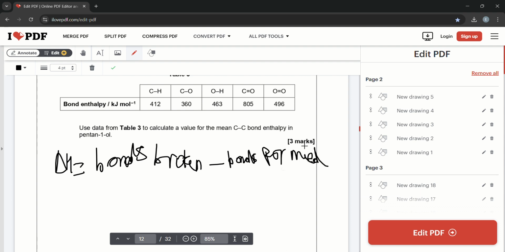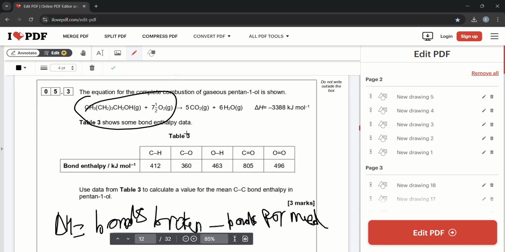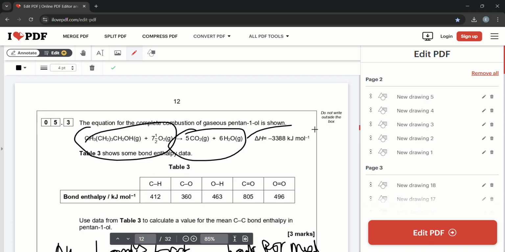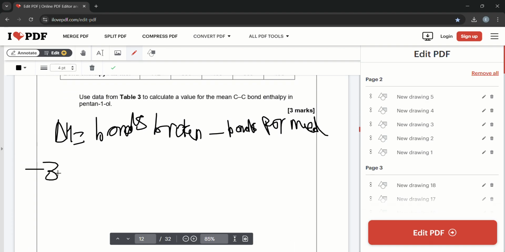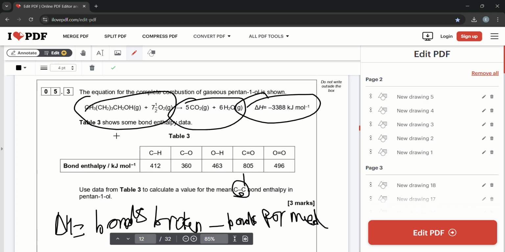So that's the first thing: knowing the equation, writing it down so I know what we're doing. I'm going to find the bond enthalpy of bonds broken and subtract from it the bond enthalpy of bonds formed. We also know delta H is minus 3388. So what are we trying to find? We're trying to find the value for the mean carbon-carbon bond enthalpy, so just one carbon-carbon bond.